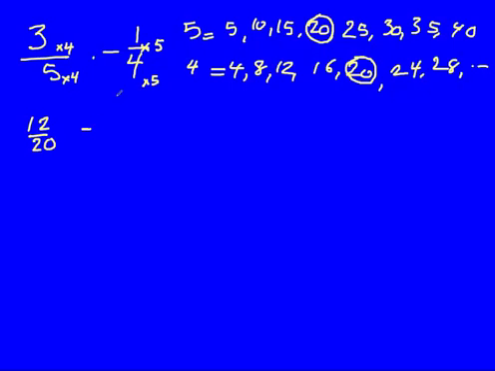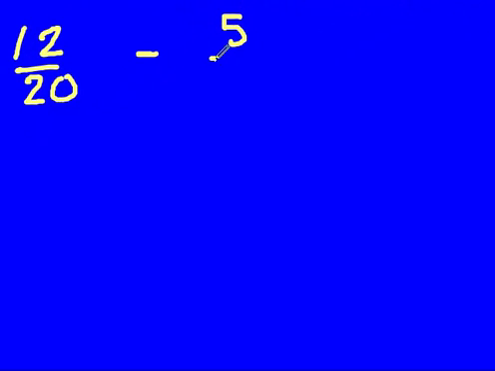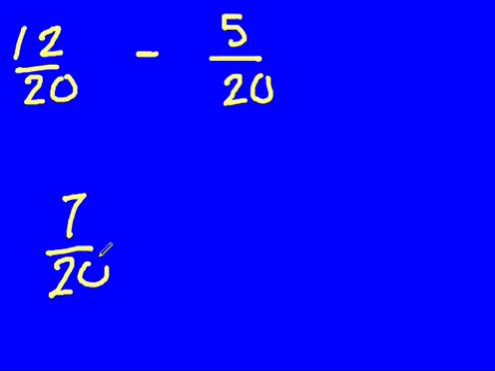Take away, subtract 1 times 5. 1 times 5 is 5 over 20. So now you can see that my denominators are equal, and that's what we're trying to achieve. If denominators are the same, you can actually subtract numerators now. So what is 12 take 5? 12 take 5 is 7 over 20.